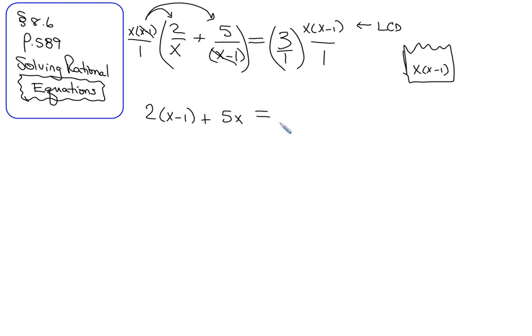Equals, on this side, nothing cancels. I have a 3, an x, and an x minus 1. Do you guys see that by multiplying by the common denominator, the lowest common denominator, I have killed off all my fractions? And what allowed us to do that?